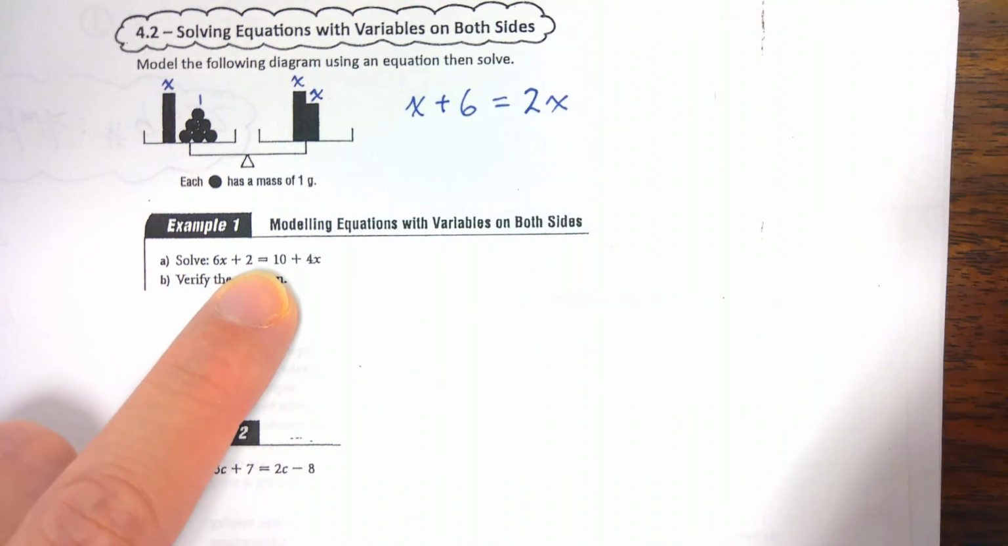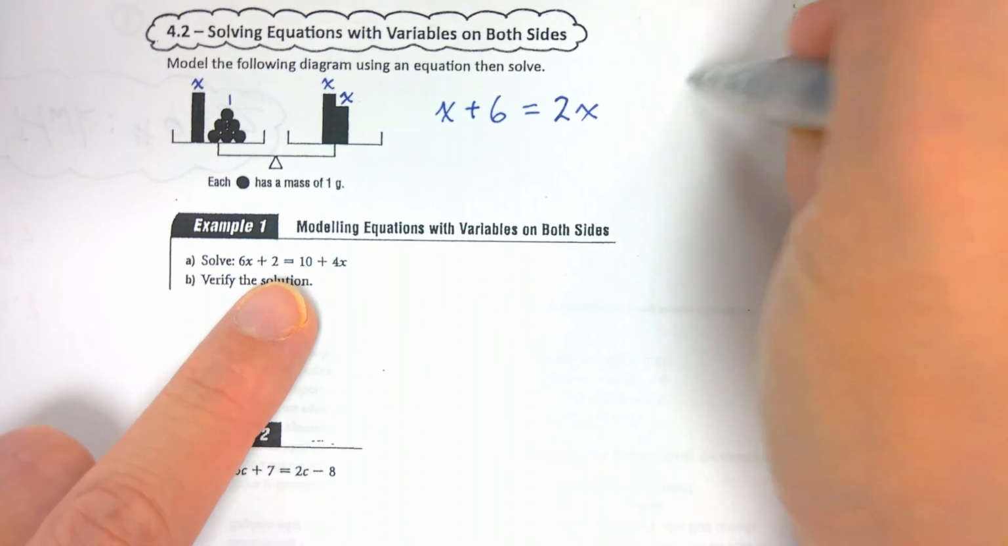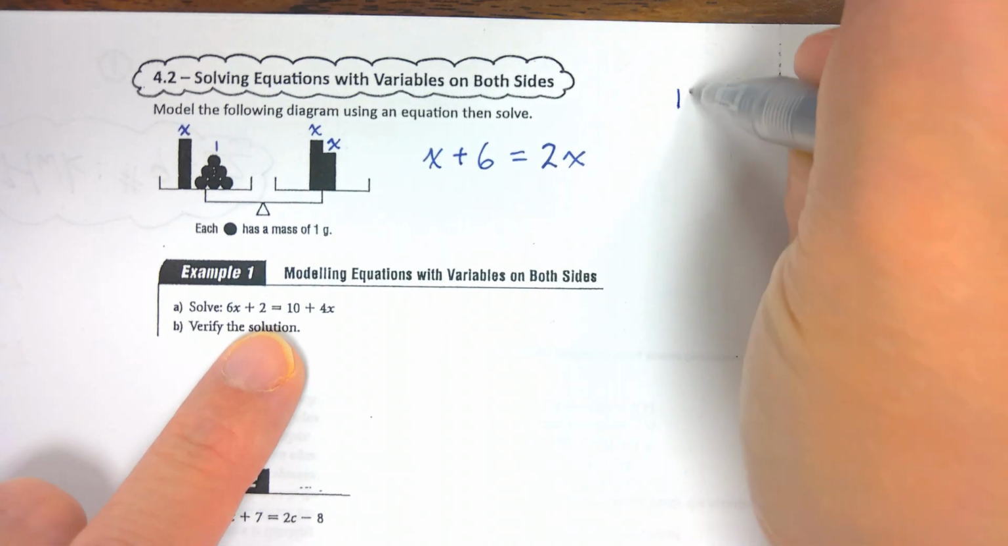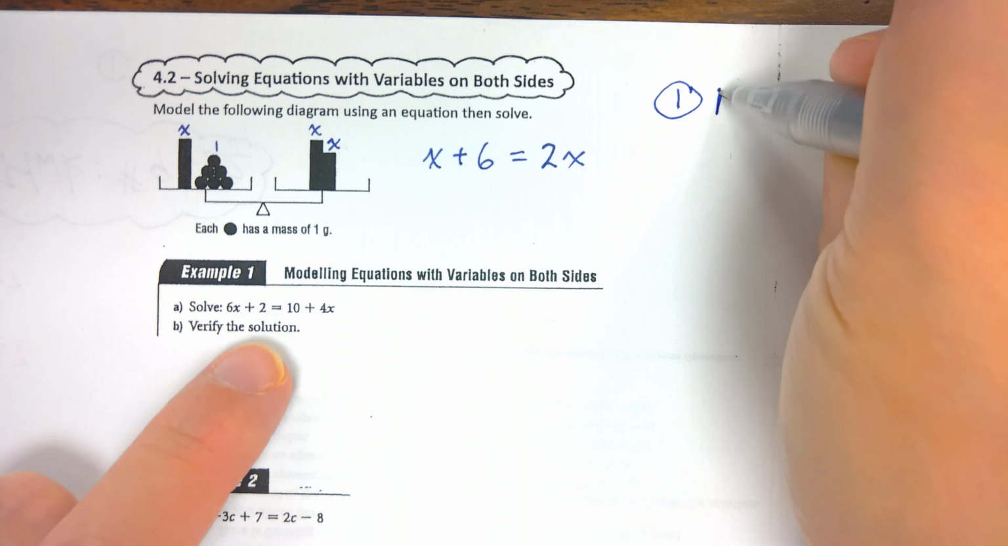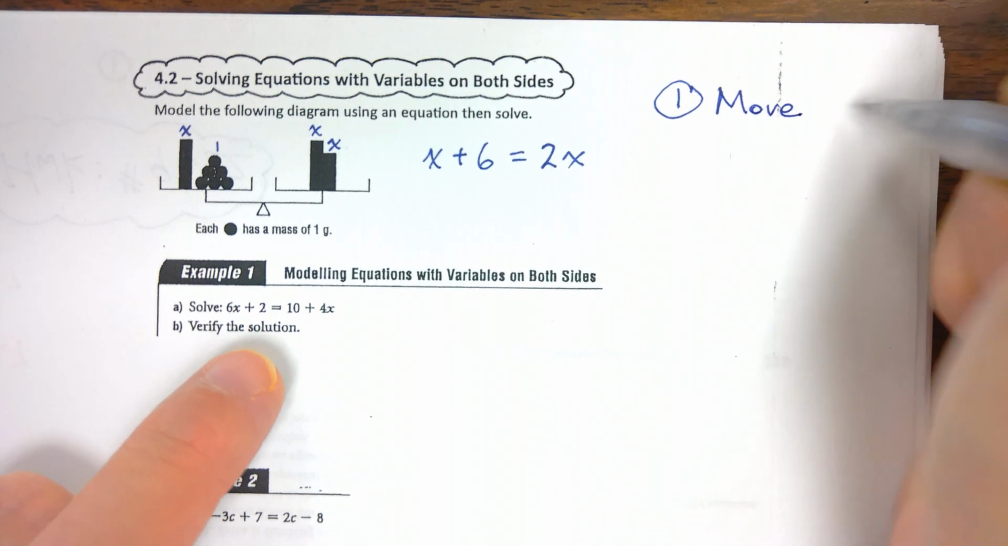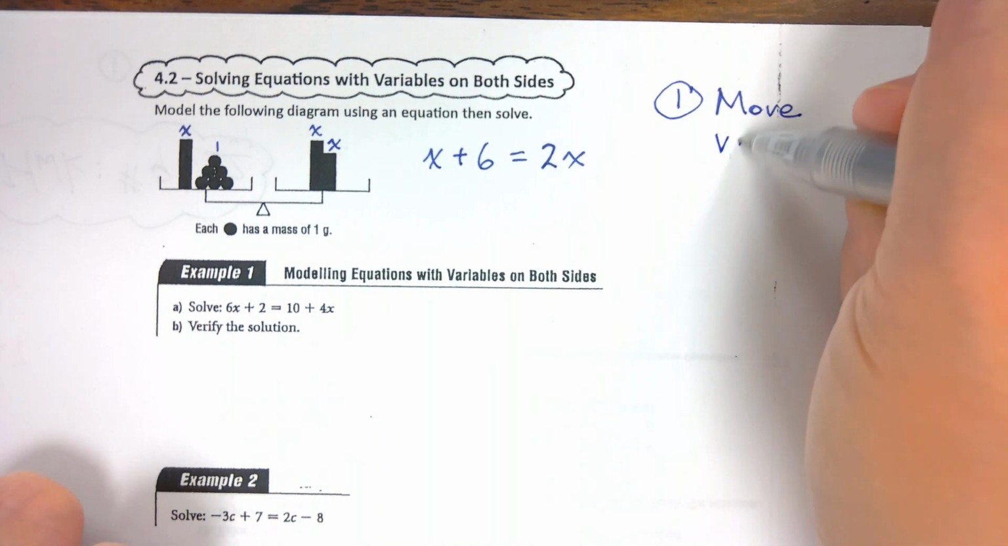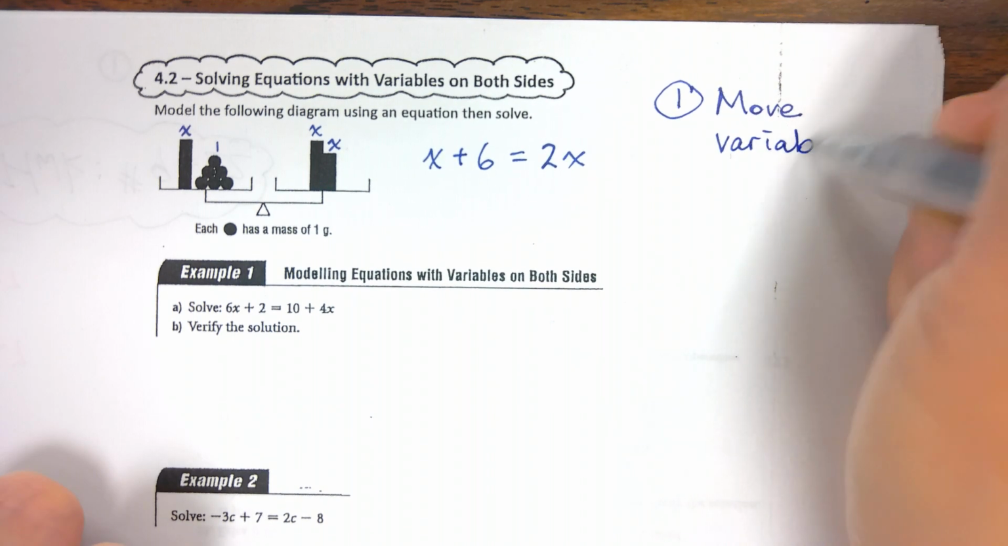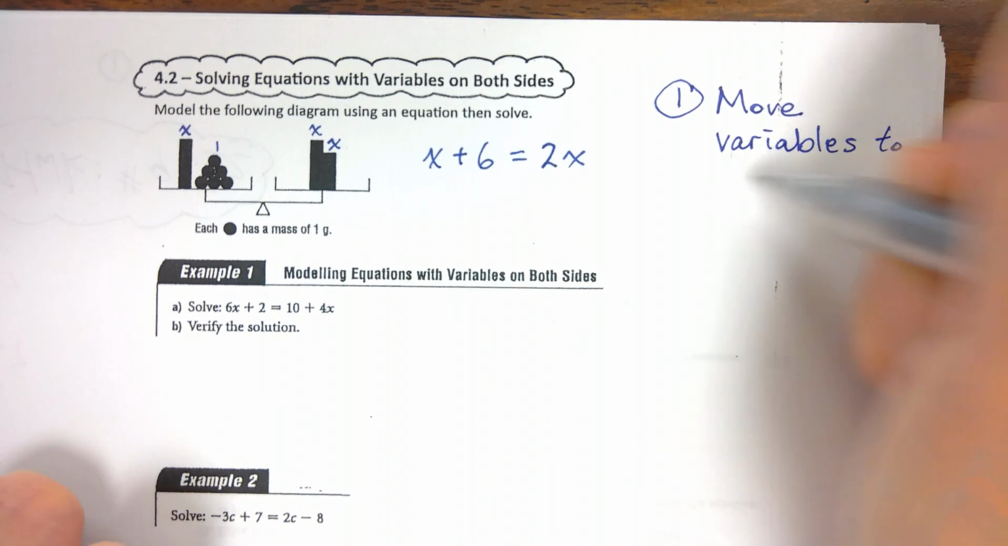All right, so there are 3 rules. Rule 1: move variables to the left.